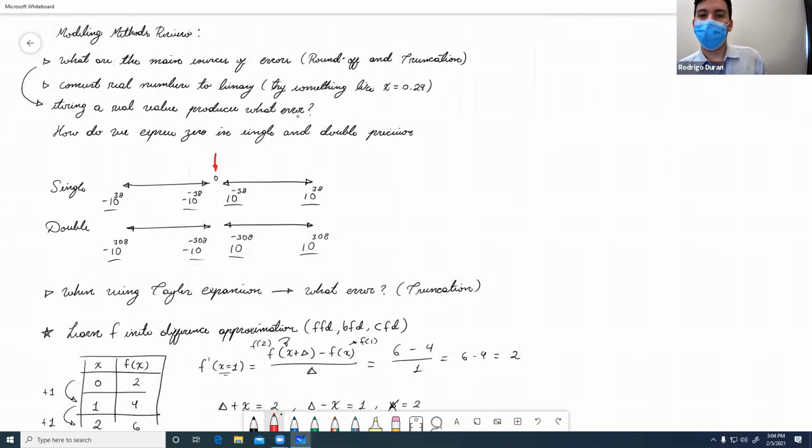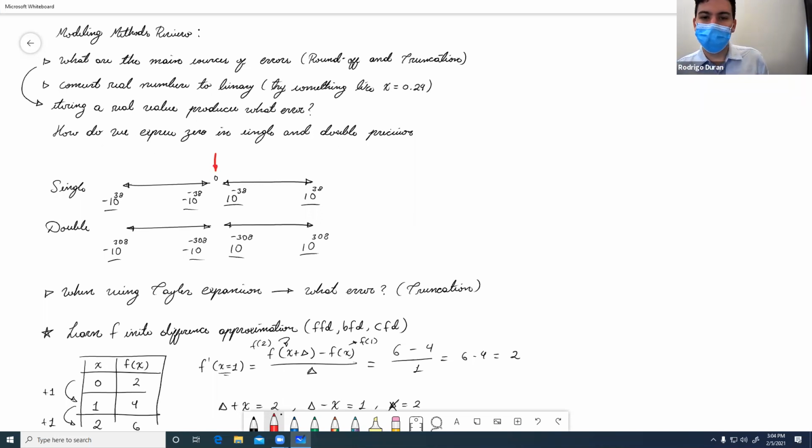Storing a real value produces what error? If I take a real value, 0.32, and want to store that in the computer, it has to turn into binary. Binary will be infinite. You will find that out once you start doing binary by hand. And how does the computer go about storing that? It has to round it. It introduces round-off error.